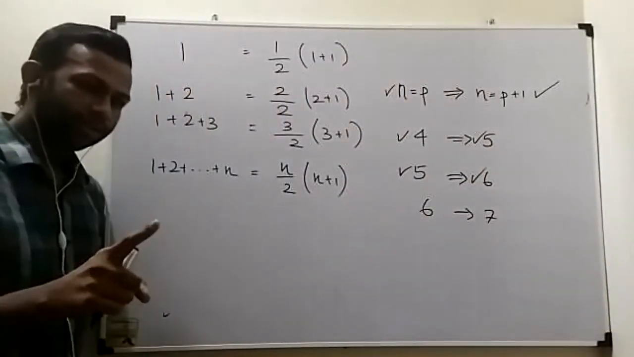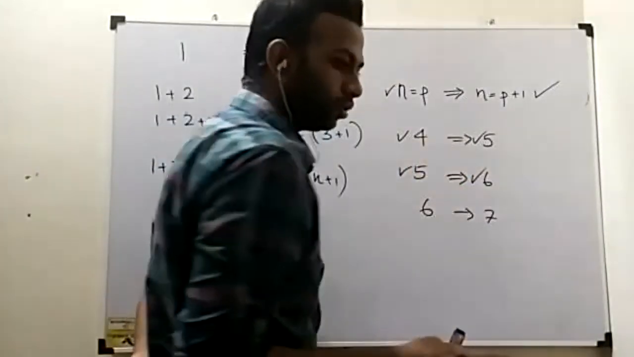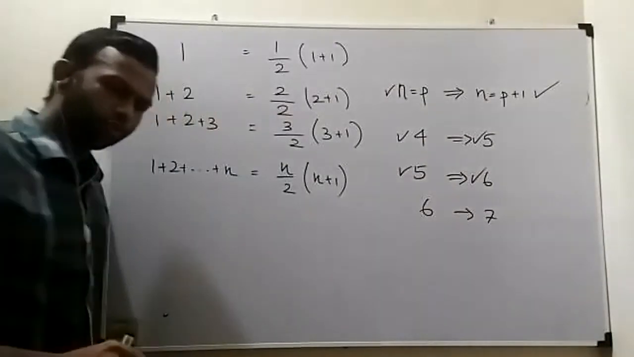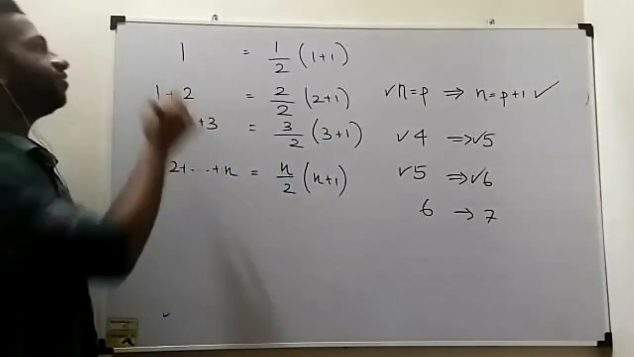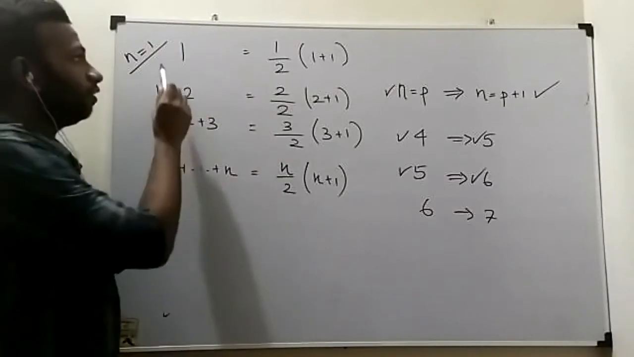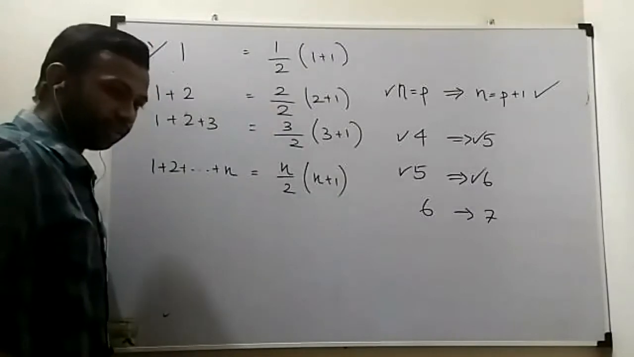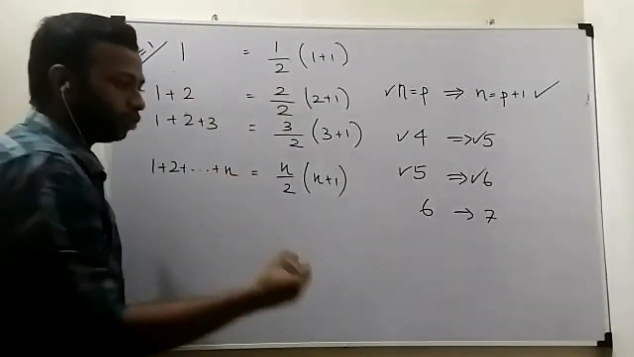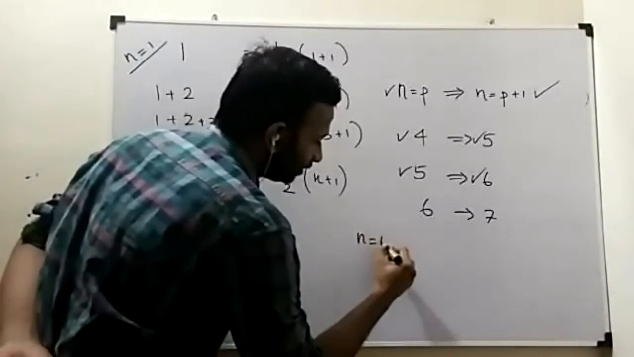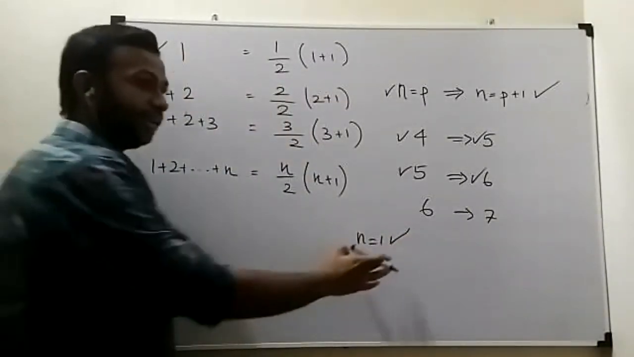But wait, we assumed if n equals p, the statement is true. How do we even know if n equals p, the statement is true? Well, we first proved when n is equal to 1, the statement is true. The left hand side was 1, the right hand side was also 1. We actually proved when n equals 1, the statement is true. That's no assumption. It is true.